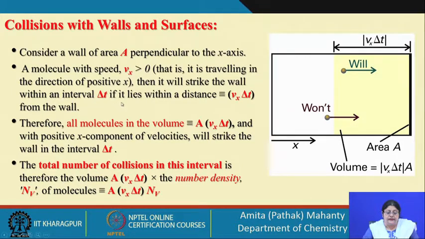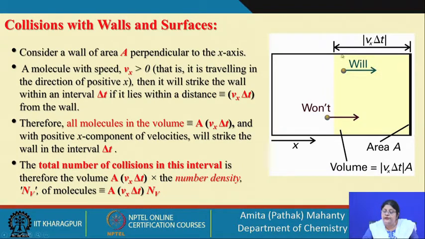in interval delta t, which are the molecules which are going to strike the wall? Only the molecules which are at a distance v delta t. V delta t is the distance, and what is the area? Area is this. So, the total volume in this zone is going to come, and all the molecules within this volume will have the chance of colliding with the wall A.